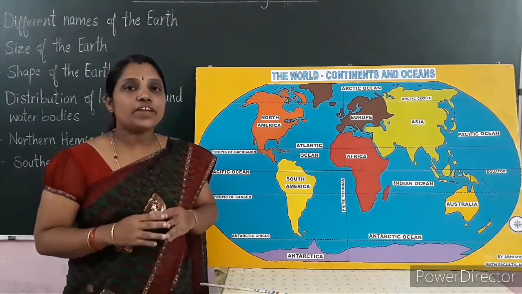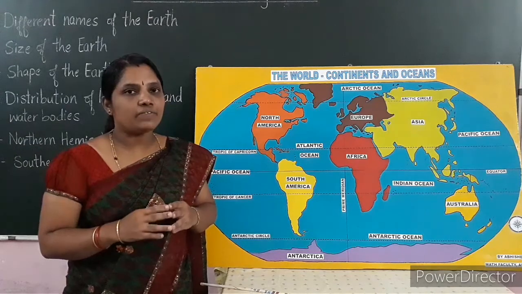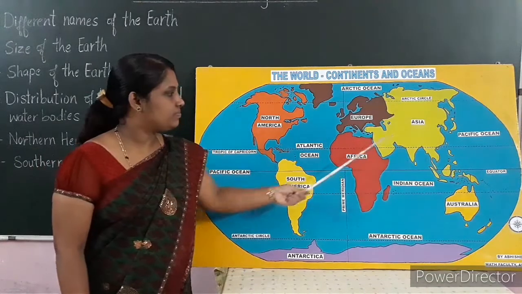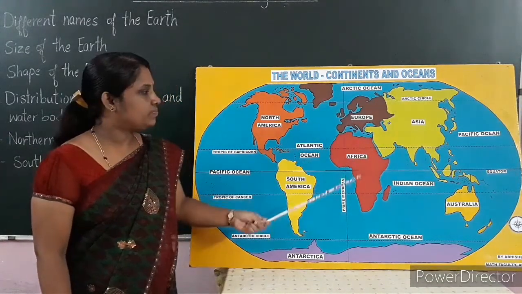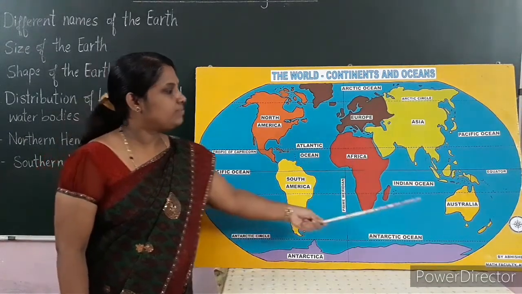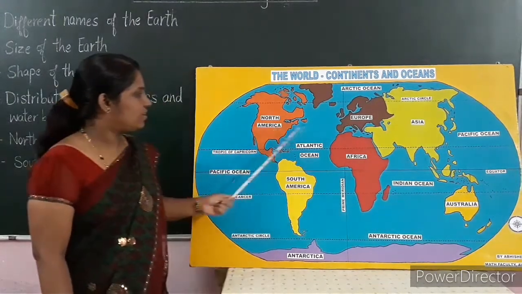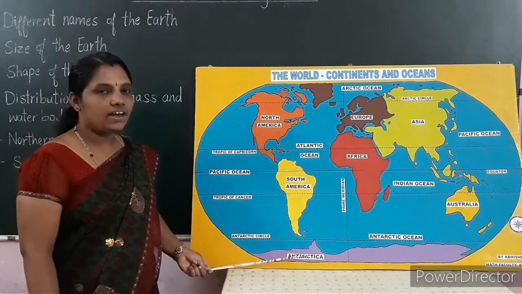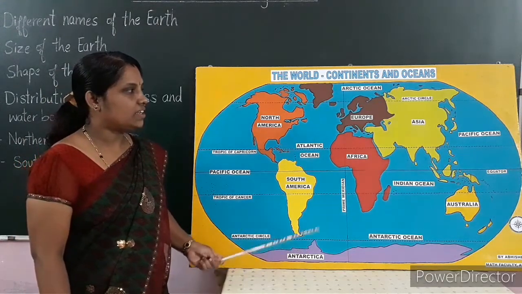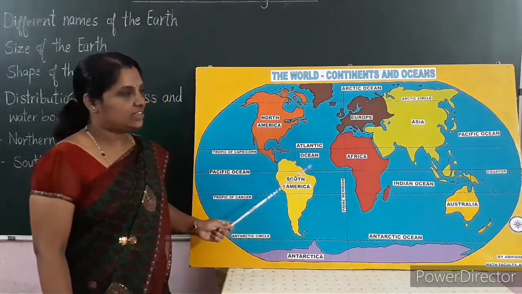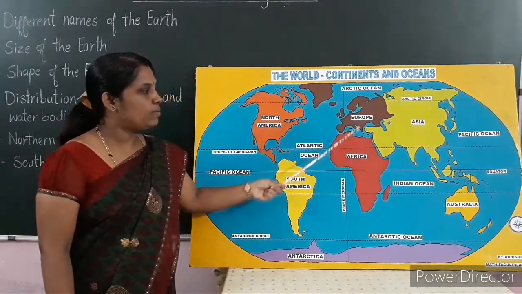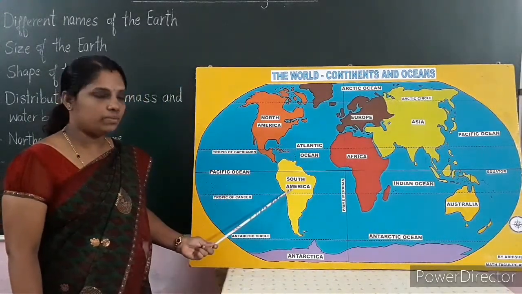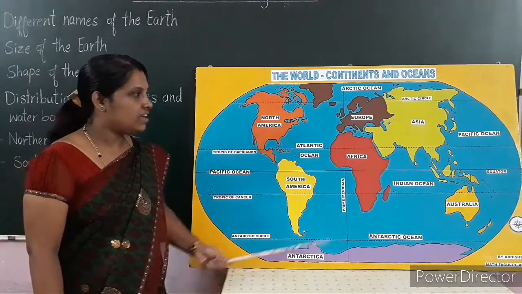There are 7 continents. They are Asia, Europe, Africa, Australia, North America, South America and Antarctica. These are the 7 continents.